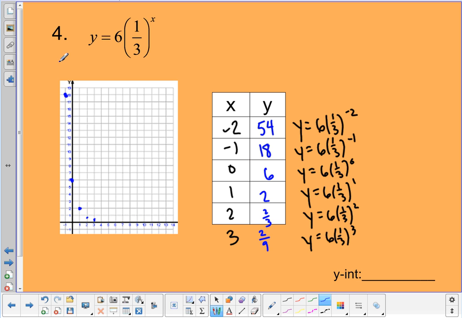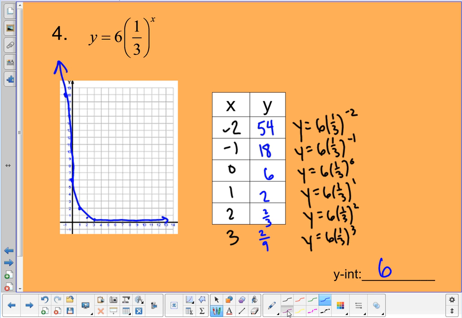You can see now that your graph is decaying. It's going down, or in other words, what we call exponential decay. And then it's going to turn, and like I said, it's going to be kind of flat with that x-axis. It never crosses the x-axis. It's just going to go really close, closer and closer. My y-intercept is still 6.